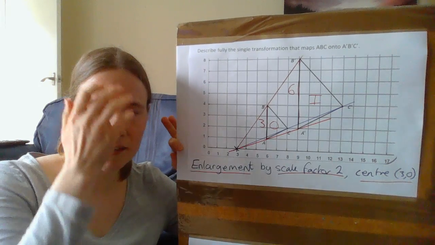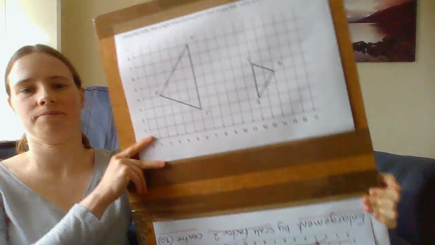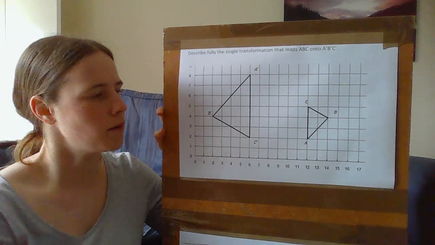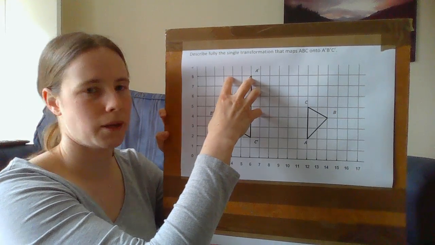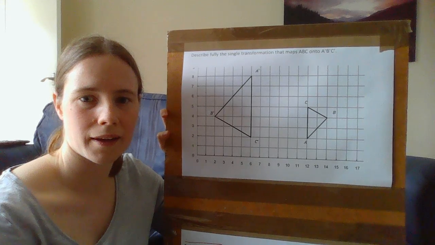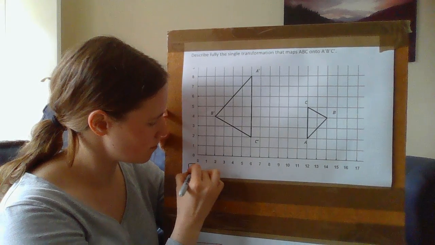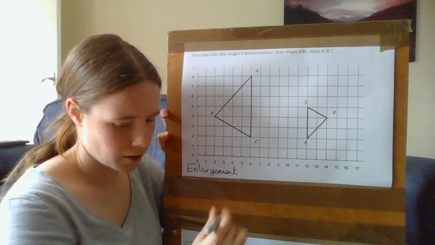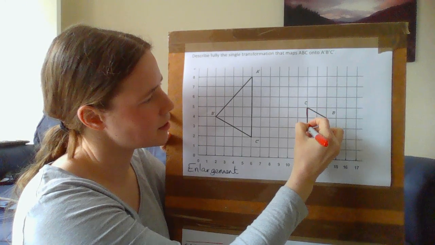I'm now going to do a second example of this before I leave you. So for this one, we want to describe fully the single transformation that maps from ABC onto A'B'C'. So first of all, I can clearly see that the sizing is different, so I'm going to go for enlargement. I'm now going to compare two lengths, and I'm going to compare this nice vertical one here because it's easy to measure.